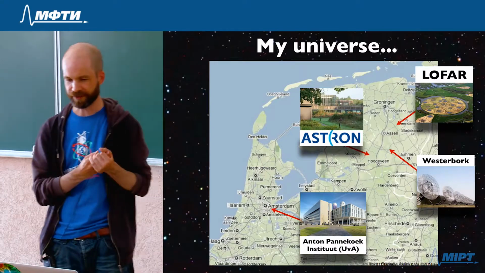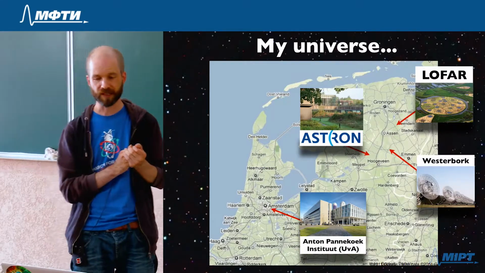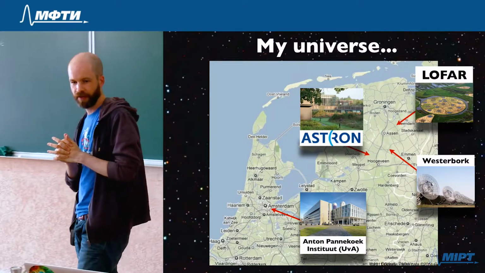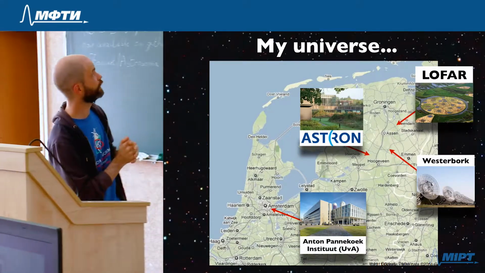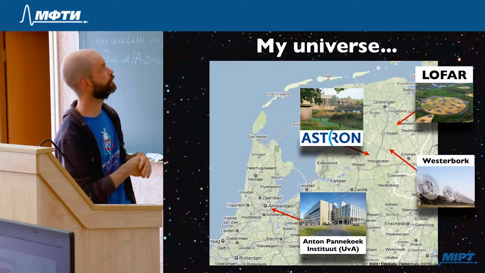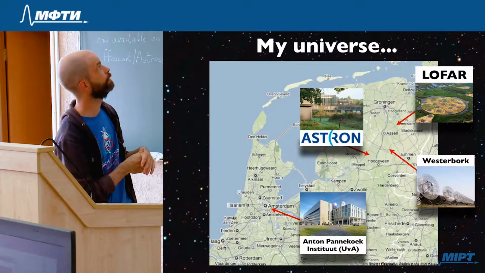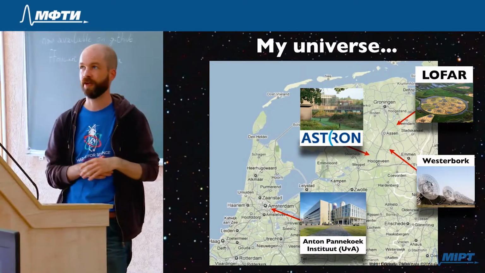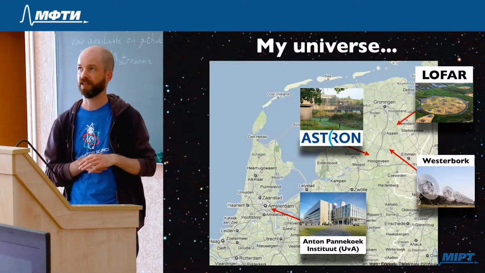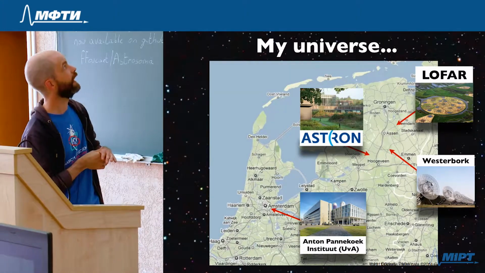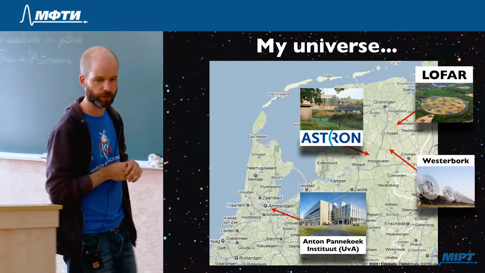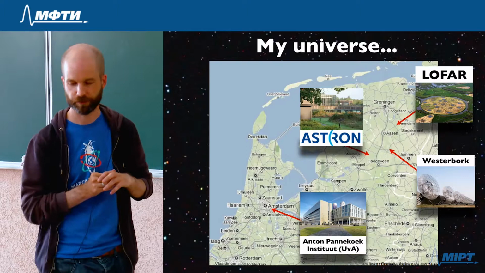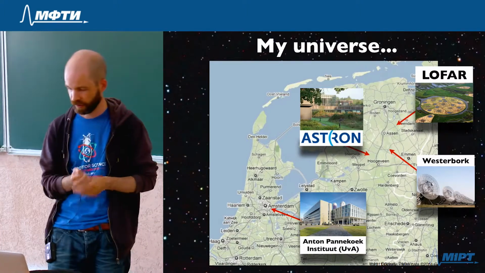So I'll just introduce myself for 2 minutes. My name is Jason, as you've already heard. I'm Dutch-Canadian. I live in the Netherlands, and I work at the University of Amsterdam, the Anton Pannekoek Institute, which is in Amsterdam. But I also work at the Dutch Institute for Radio Astronomy, ASTRON. And at ASTRON, we have two major radio telescopes. We have the Westerbork telescope array, which is an interferometer, and also the LOFAR telescope, which is a different type of interferometer.